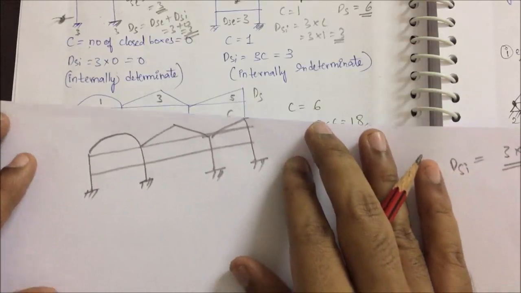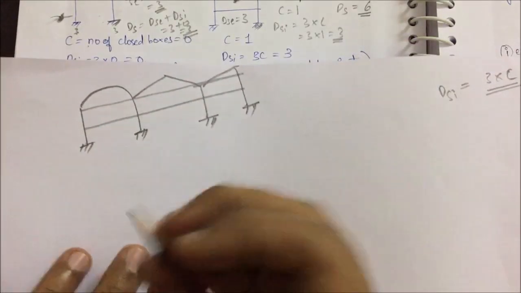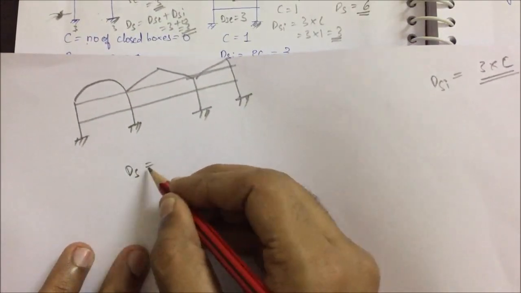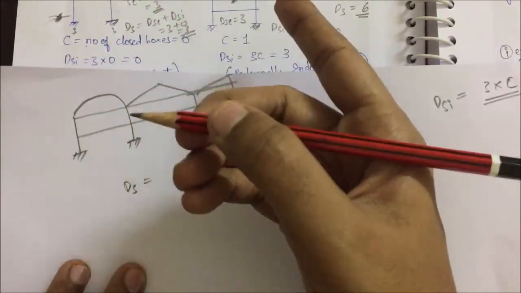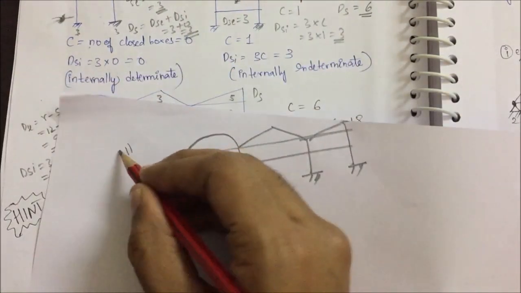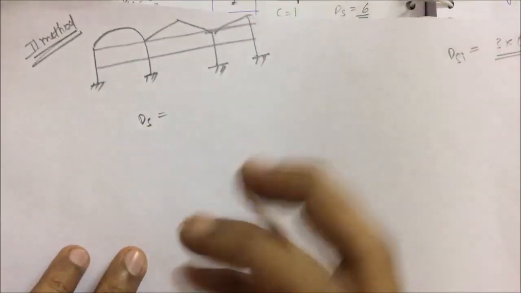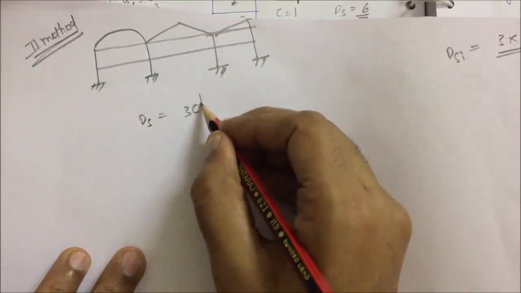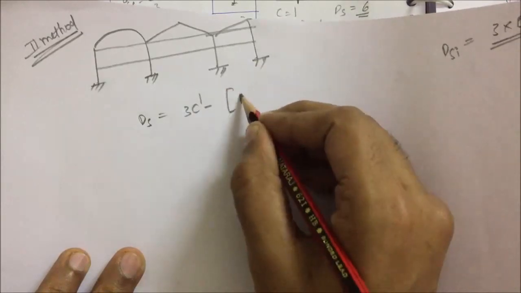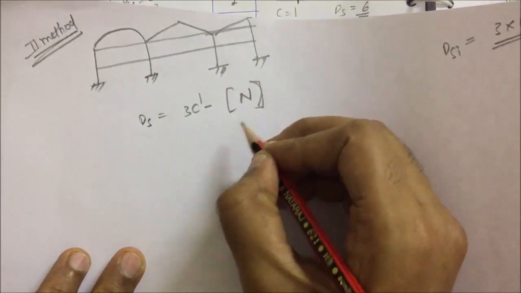So this was my structure, right? What I am doing now is finding my DS formula directly. You have already seen one method; this is the second method. In this method you can get your answers directly. Fine. Here, what is the formula for DS? 3C' minus the number of reactions unnecessarily added to make stable cantilever.